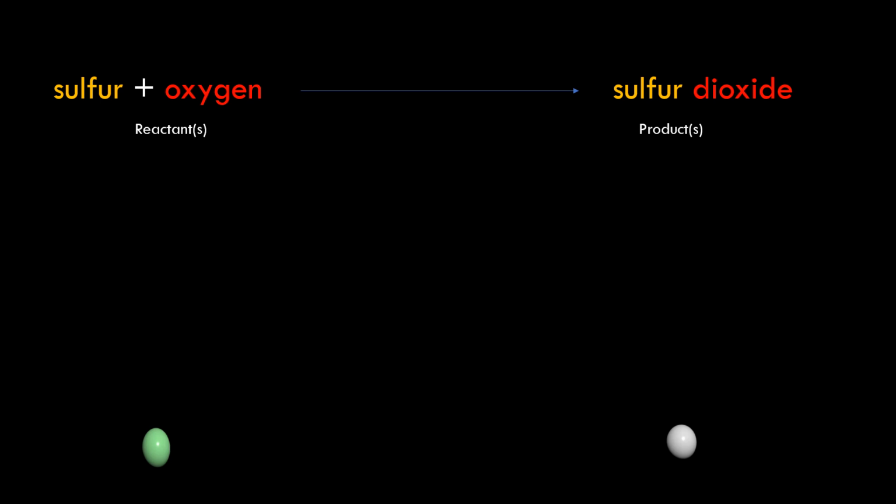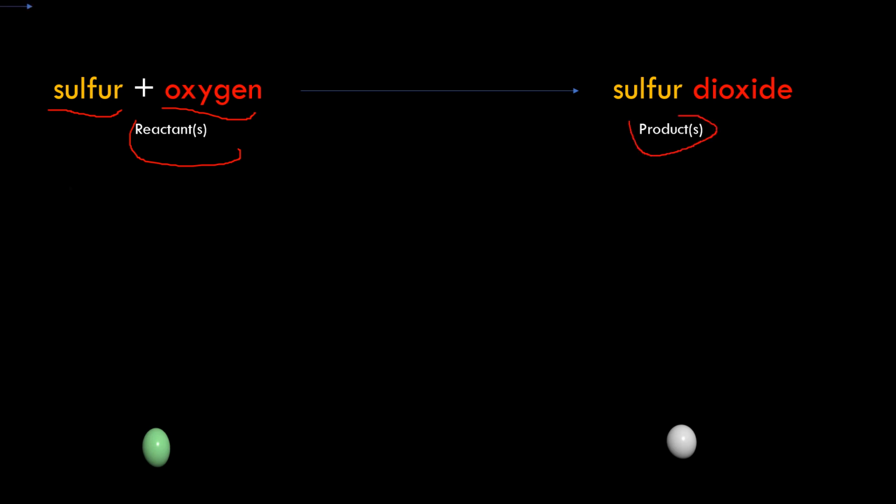So, for example, the reaction between sulfur and oxygen gas to produce sulfur dioxide. The two substances that react, sulfur and oxygen, we refer to as our reactants. And the substance that is produced is referred to as the product.